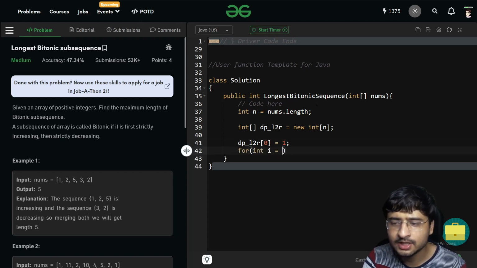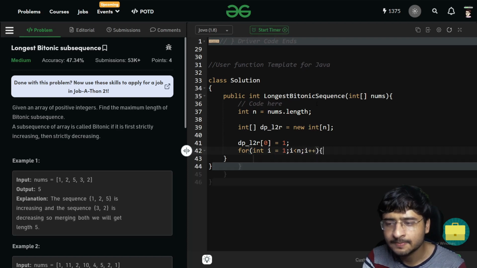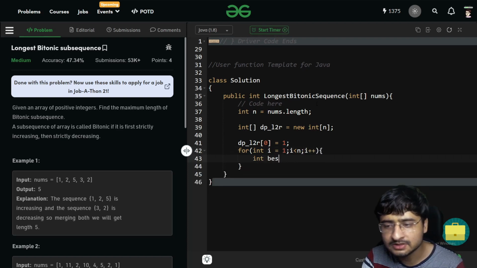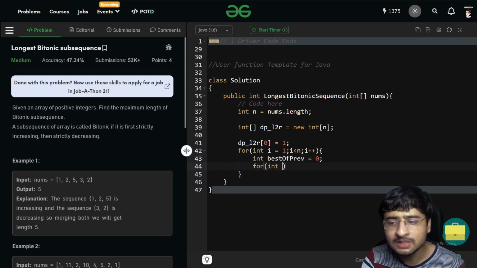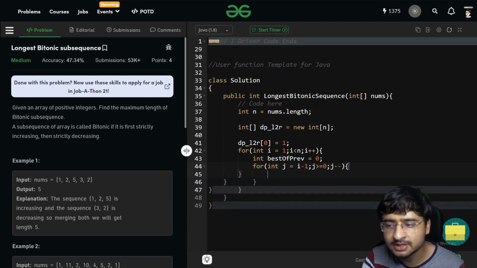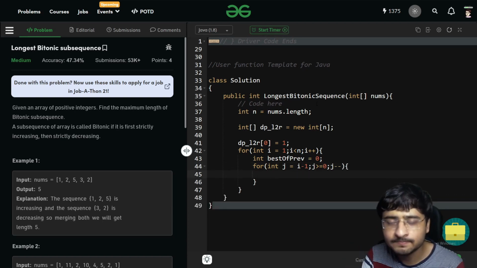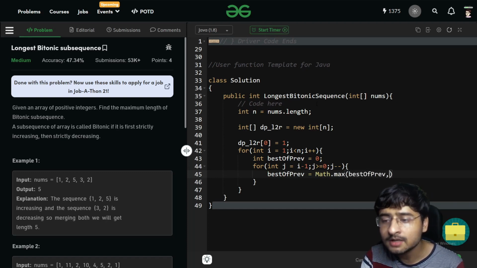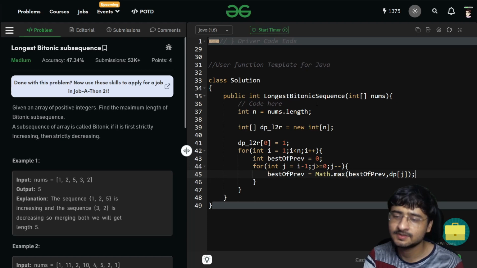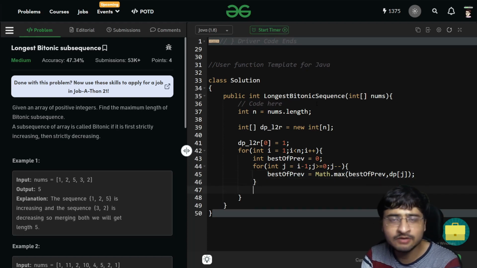For the rest of the people, for i equal to 1, i less than n, i plus plus, I'll take a variable called bestOfPrevious, equal to 0. And for all the people before me, j equal to i minus 1, j greater than or equal to 0, j minus minus, bestOfPrevious is equal to Math.max of bestOfPrevious, comma, dp of j.